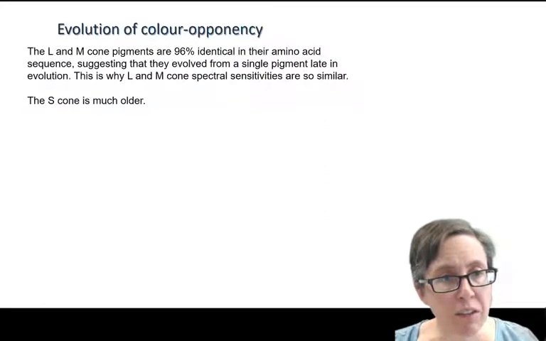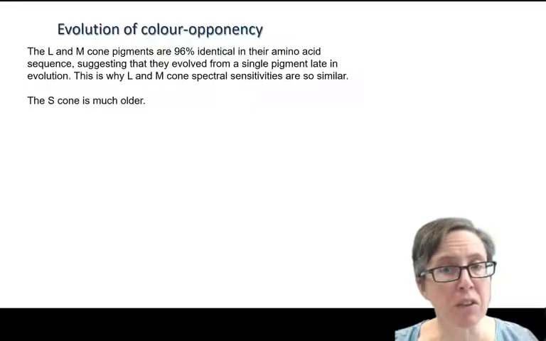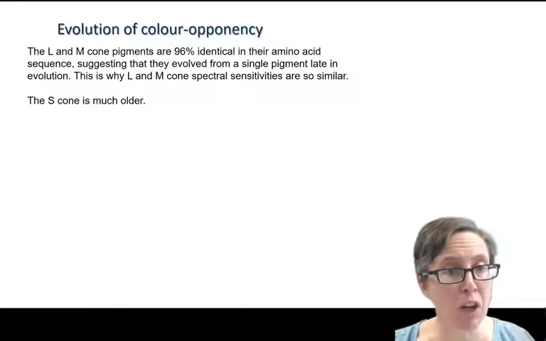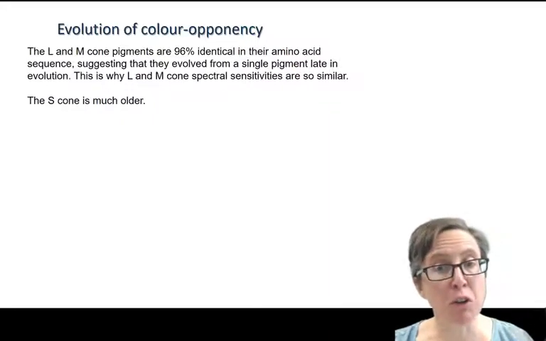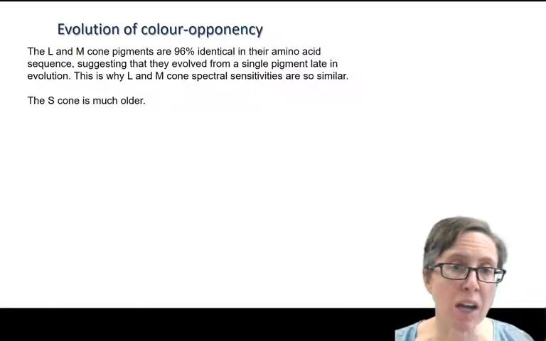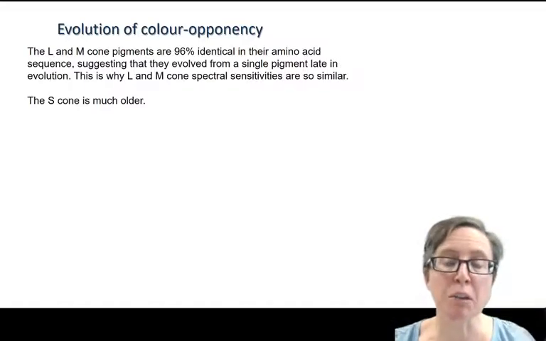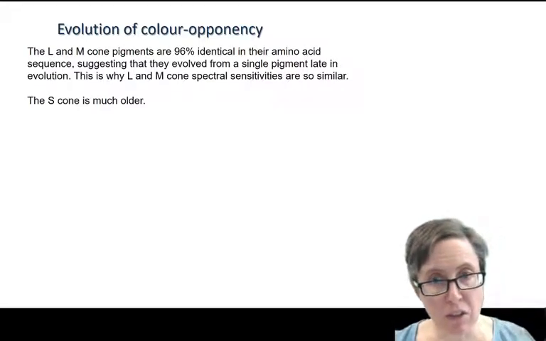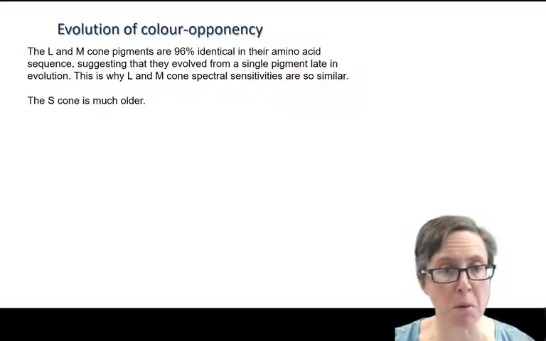In terms of genetics, the DNA sequences that encode the L and M cone pigments are virtually identical, and that suggests that they actually evolved from a single pigment fairly recently in evolution, and so that's why the L and the M cone spectral sensitivities are so similar. That's the theory anyway, that they simply haven't had the time they need to evolve further apart.